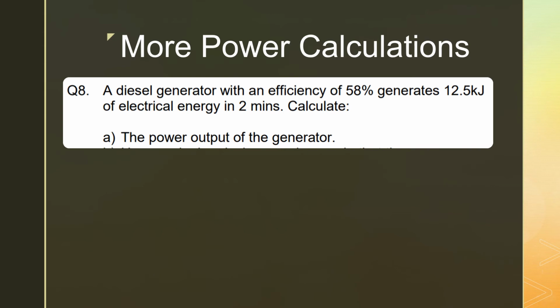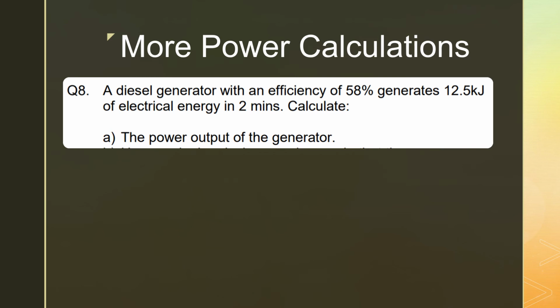Question 8 is split into two parts. The first part: a diesel generator with an efficiency of 58% generates 12.5 kilojoules of electrical energy in 2 minutes. Calculate the power output of the generator. So it's saying it generates 12.5 kilojoules of electrical energy. Well, that is the output.